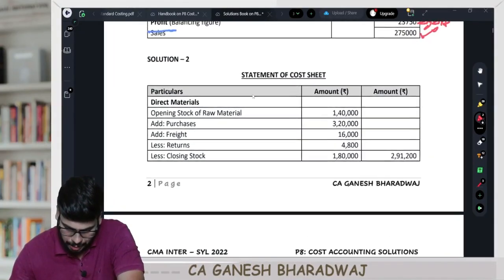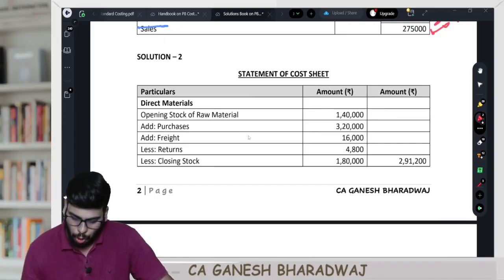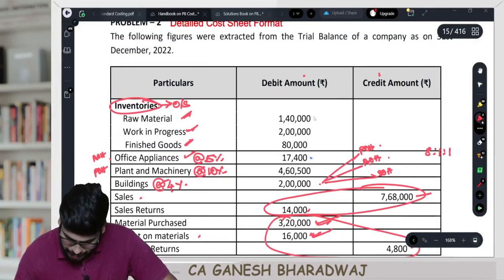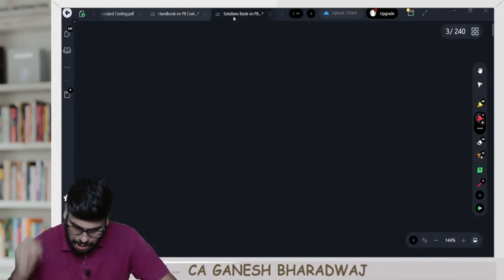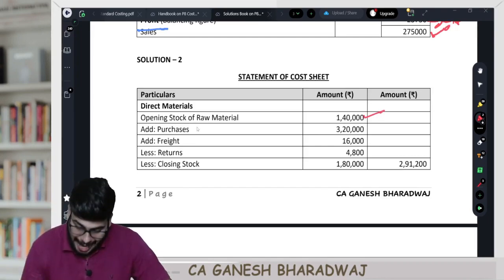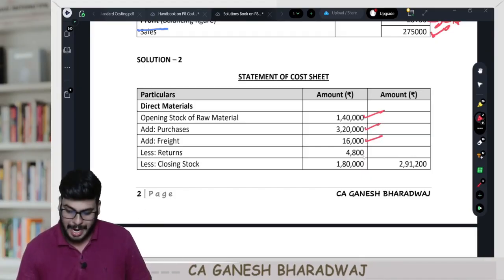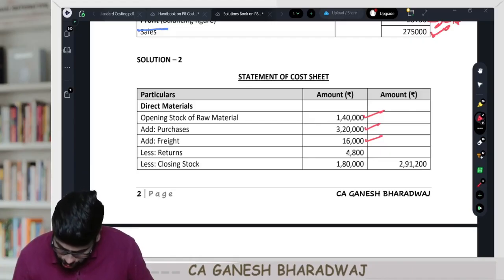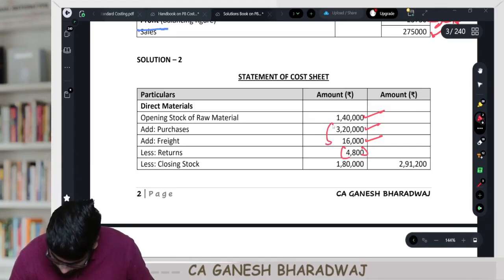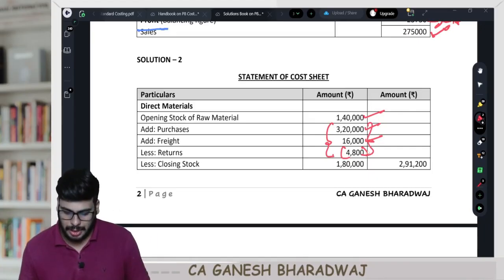Now look at this. Statement of cost sheet starts with what? Opening stock of raw material. How much is the figure? The opening stock of raw material was given as 1,40,000. So this figure, we have got it here, 1,40,000. Now I told you, the purchase figure should be added. Freight figure should also be added, less returns. This should also be taken into account. Clear with this? So basically, these 3 figures should be considered as your net purchase cost. Are you clear with this?